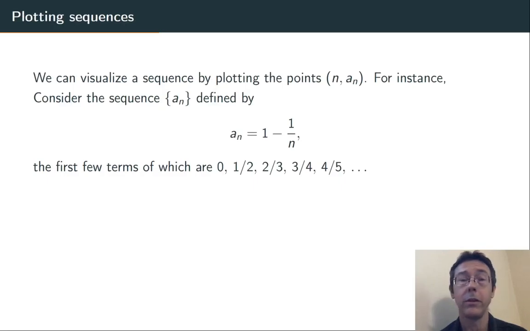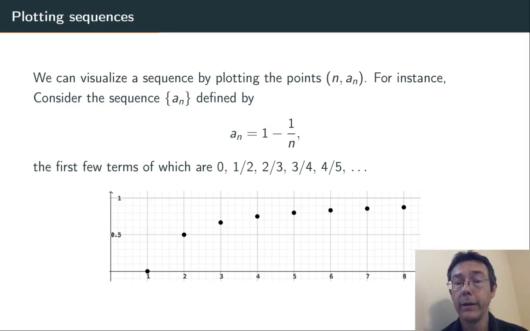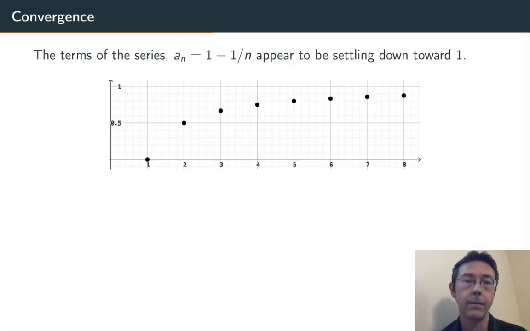We can represent sequences graphically. We're going to take the n values and put them on the horizontal axis and the corresponding a_n's and put them on the vertical axis. So, for example, a_n equals 1 minus 1 over n. When n is 1, I get 0. So I plot the point (1, 0). When n is 2, I get 1/2, so I plot the point (2, 1/2), and so on down the line. Here's the first 8 or so elements of this sequence represented graphically.